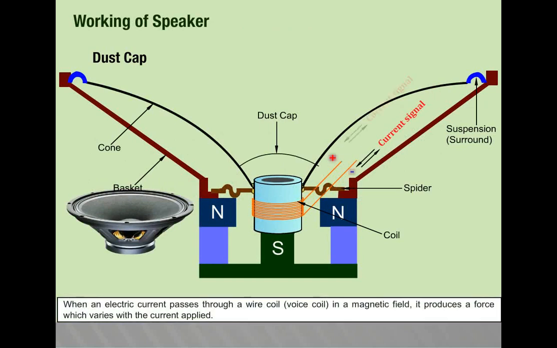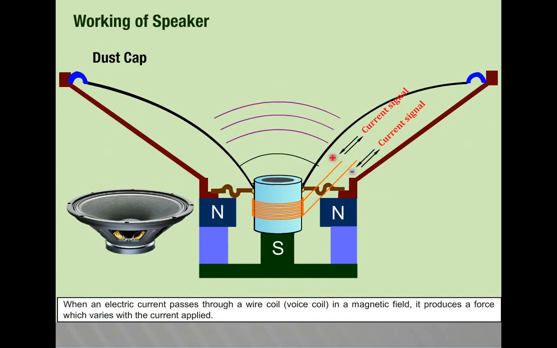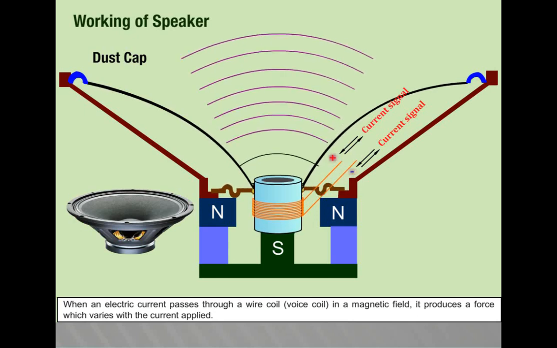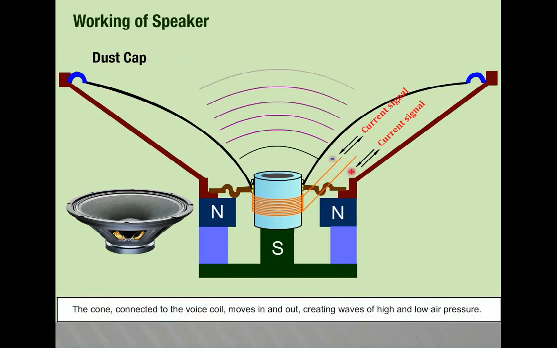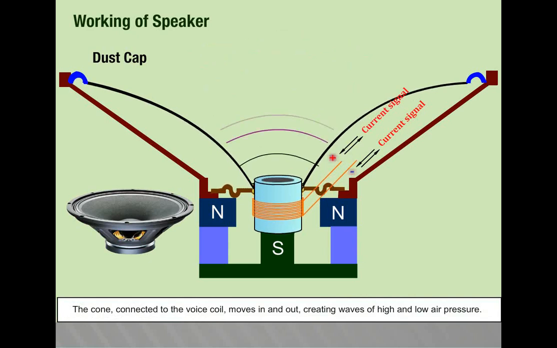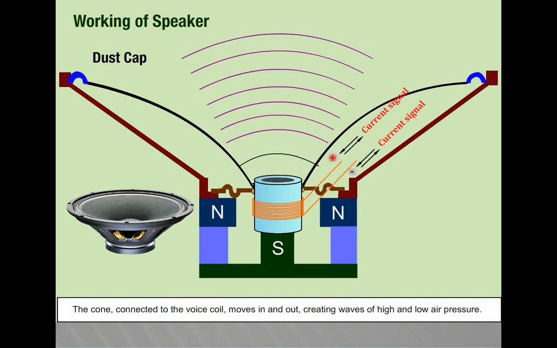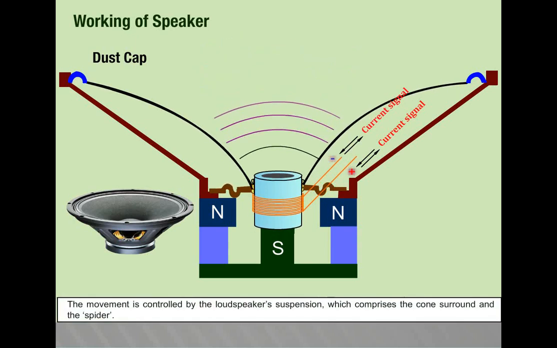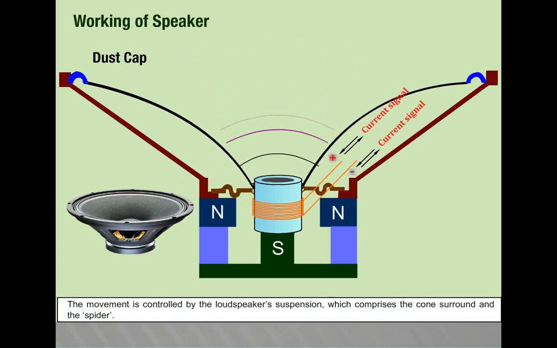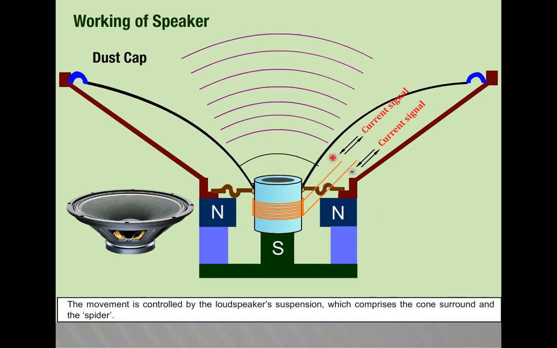Working of a speaker. When an electric current passes through a wire coil, that is the voice coil, in a magnetic field, it produces a force which varies with the current applied. The cone connected to the voice coil moves in and out, creating waves of high and low air pressure. The coil and magnet assembly are the motor structure of the loudspeaker. The movement is controlled by the loudspeaker's suspension, which comprises the cone, surround, and the spider.